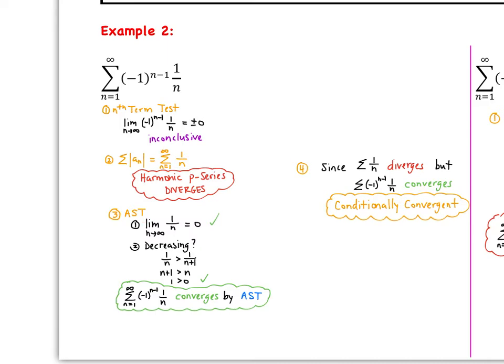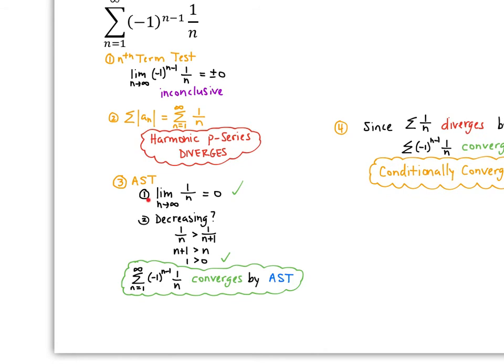Remember with the alternating series test, there are two parts. First, I have to take the limit as n approaches infinity of the a_n portion, that 1 over n, and that equals 0, so we're good to go. Now I have to prove that it's decreasing. I need to prove that the previous term is bigger than the next term. So 1 over n is bigger than 1 over n plus 1. Cross multiplying, we get n plus 1 is greater than n. Subtracting n from both sides, we get 1 is greater than 0, which is true. So it is decreasing. Therefore, it converges by the alternating series test.